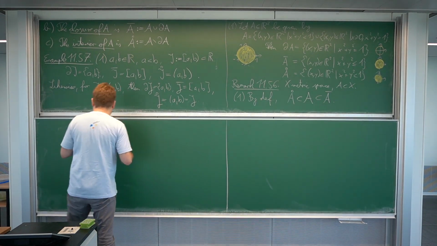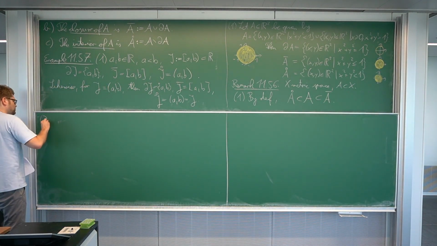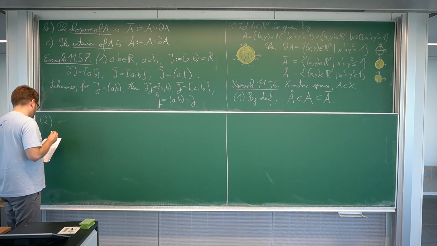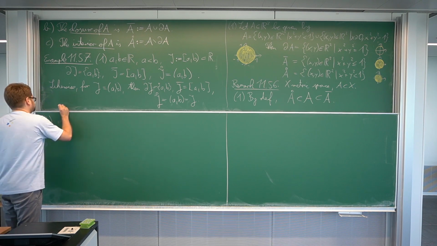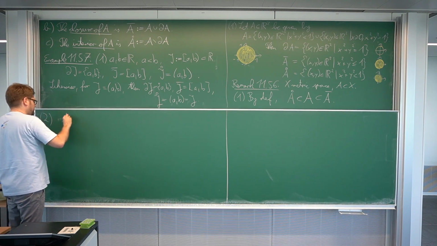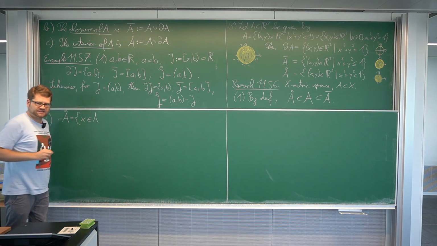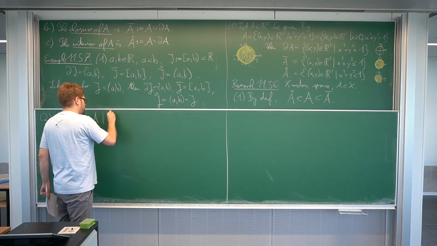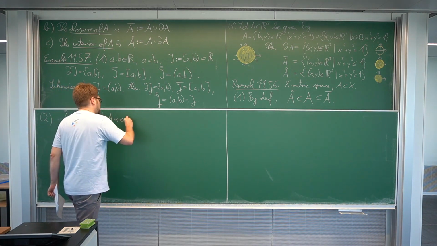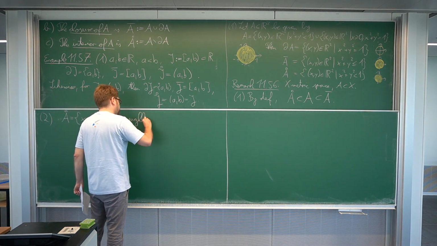Okay, the second thing looks not that difficult, but this is something you would really have to prove, but I want to skip this. Namely, the interior of a set could also be characterized as the set of all those x in A such that A is a neighborhood of x.